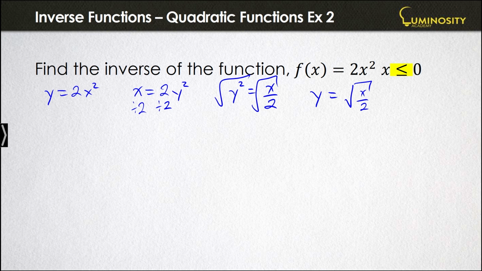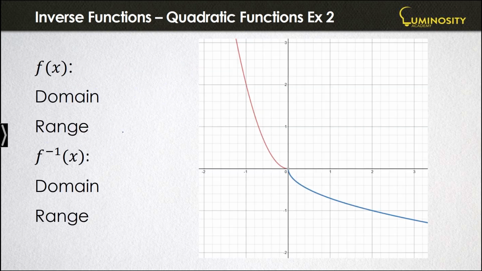So since we are putting x less than or equal to 0, what happens is when we do our inverse of f of x, we are going to say this is equal to negative square root of x over 2. And we will see exactly what that looks like. So these are our functions here. And you can see that it is kind of mirrored along our y equals x line, which is exactly what we wanted.